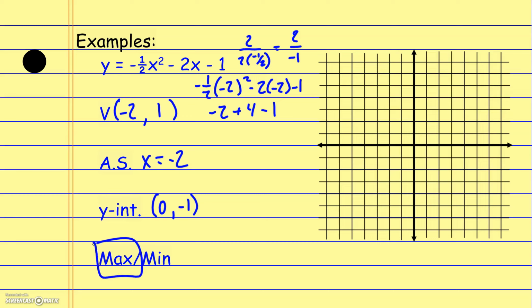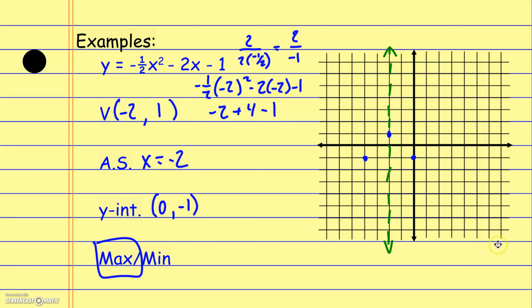And now I go to graph this thing. I just plot each of these values. So I do -2, 1, which is up here. The axis of symmetry. Let me try that again. Making a mess over here. Got my axis of symmetry. I've got the y-intercept at -1, and I can reflect that point over on the other side.